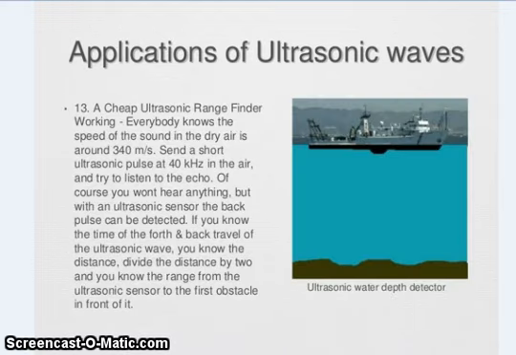Another application is a cheap ultrasonic range finder. How does it work? Everybody knows that the speed of sound in dry air is 340 meters per second. So send a short ultrasonic pulse of 40 kilohertz in the air and try to listen to the echo. Of course, you won't hear anything. But with an ultrasonic sensor, you can do this.